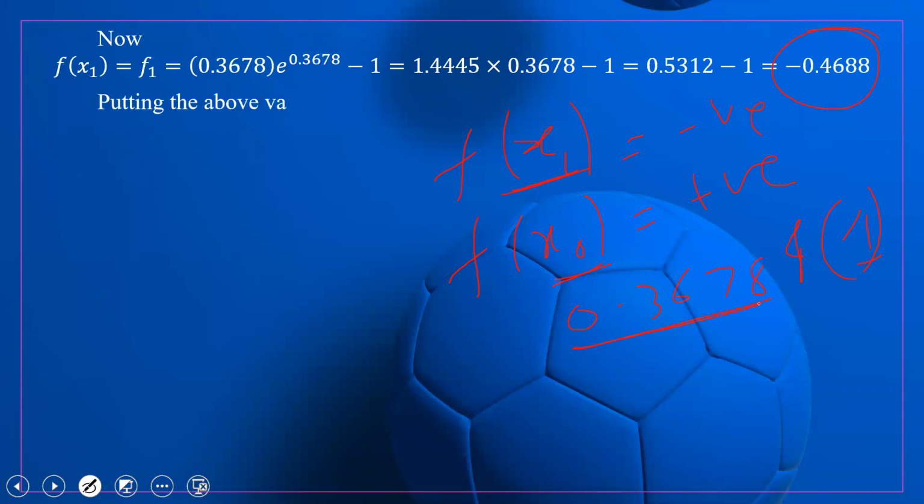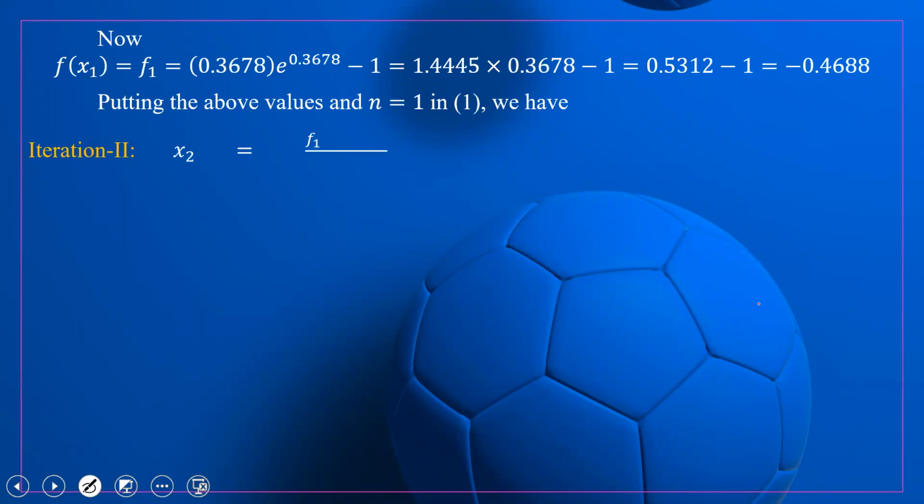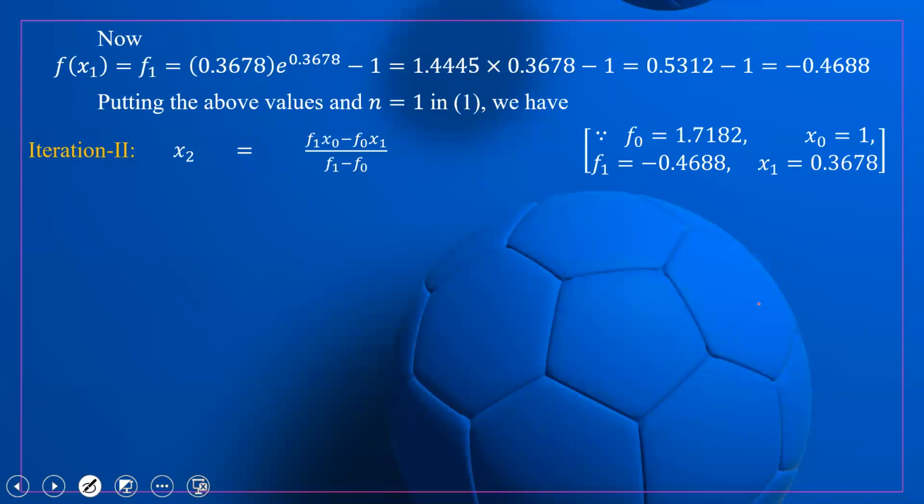So putting the above values and n equal to 1, we have iteration number 2. So x2 is equal to (f1 x0 minus f0 x1) divided by (f1 minus f0). Again, f of 0 is 1.7182 and x0 is equal to 1. F of 1 equal to minus 0.4688, x1 equal to 0.3678. Okay, because for this value it is negative, and for this value it is positive. So the root lies between these two things.